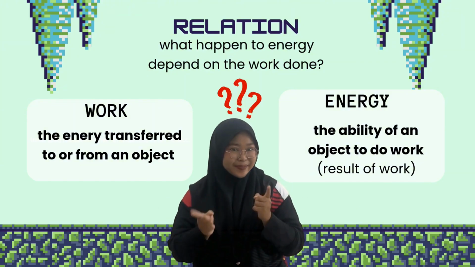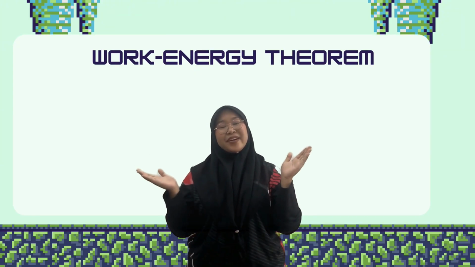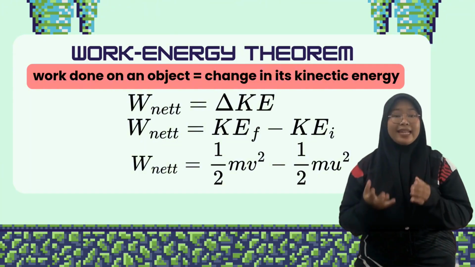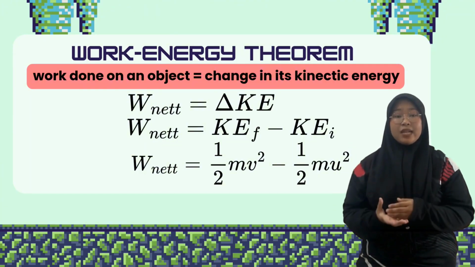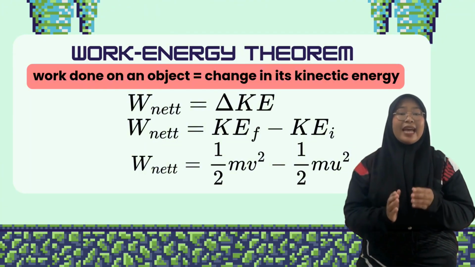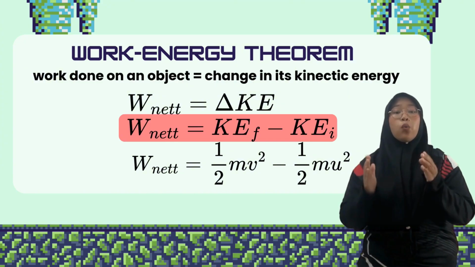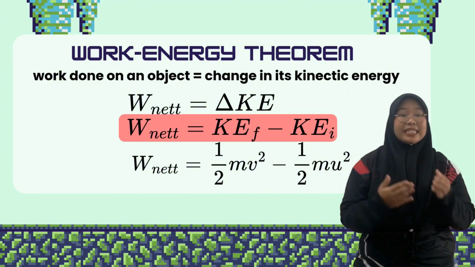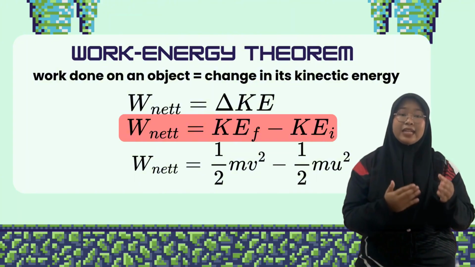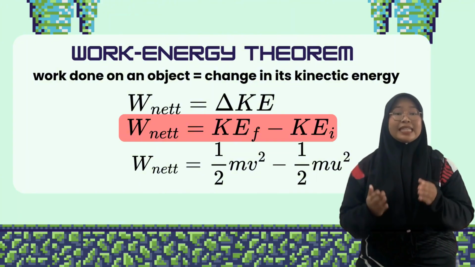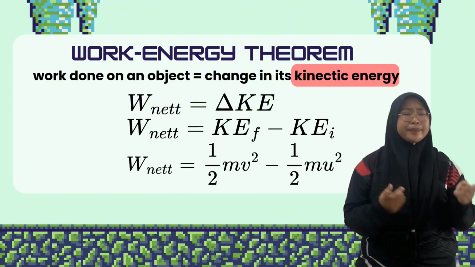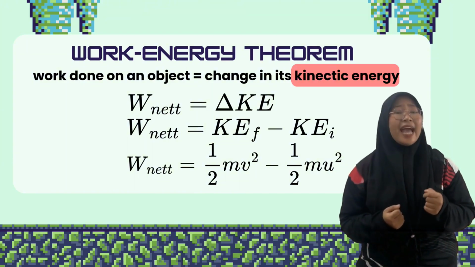This leads us to the work energy theorem. The work energy theorem states that when work is done on an object, its kinetic energy will change by the same amount. In other words, work done on an object is equal to the final kinetic energy of the object minus its initial kinetic energy. But what is kinetic energy?